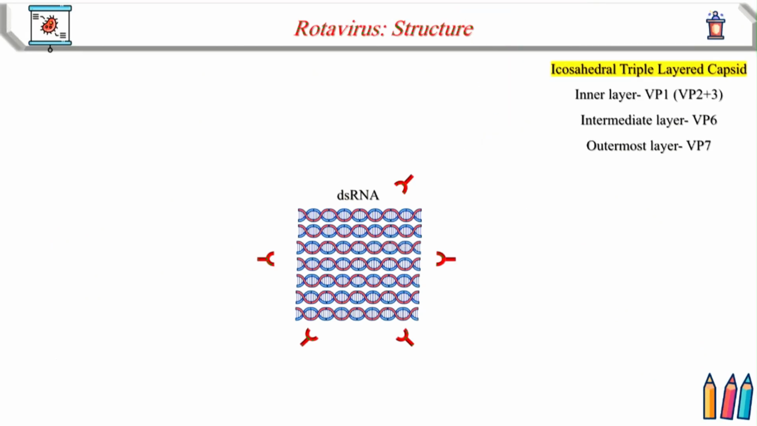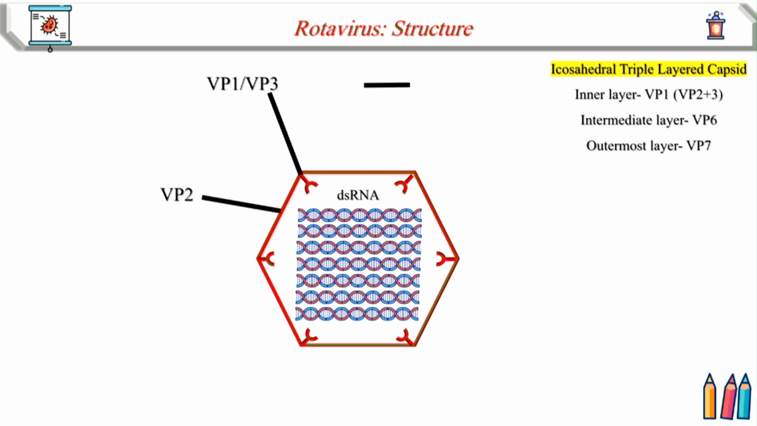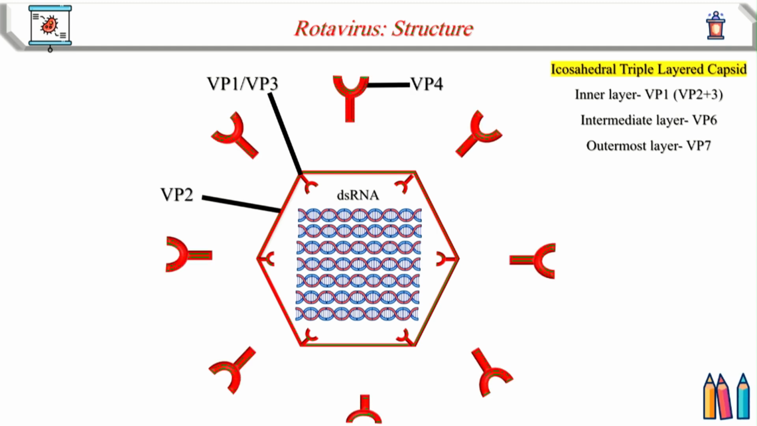This is the rotavirus structure. Rotavirus has icosahedral symmetry, with a triple-layered capsid. And there are 3 layers. We will identify each one of them intensively.